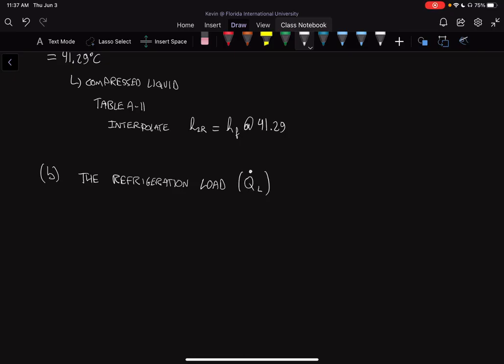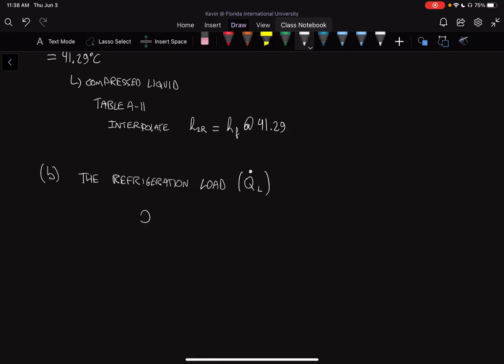Okay, so you can remember this, that the refrigeration load or the refrigerant load is Q dot L. And once again, in an exam or a test, I would not give you a question asking you for the refrigerant load, but I would actually tell you find the Q dot L, for example. Okay, so how are we going to find Q dot L?